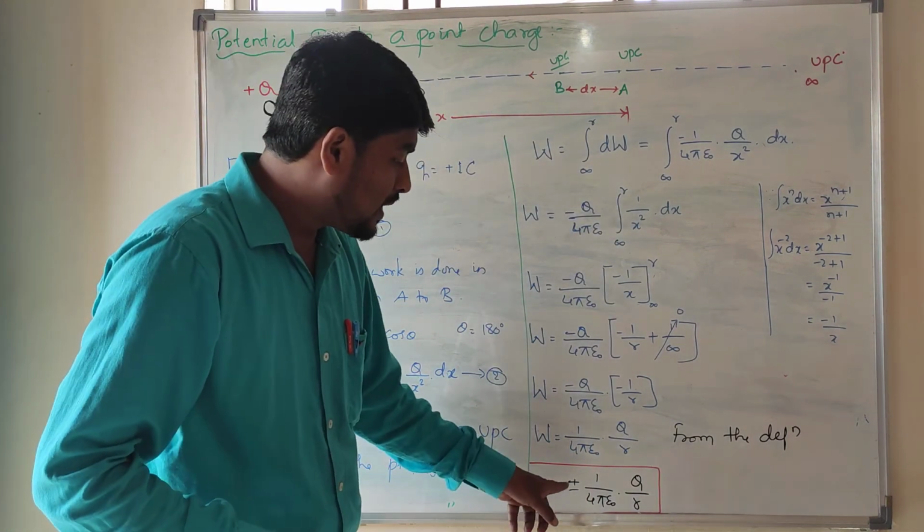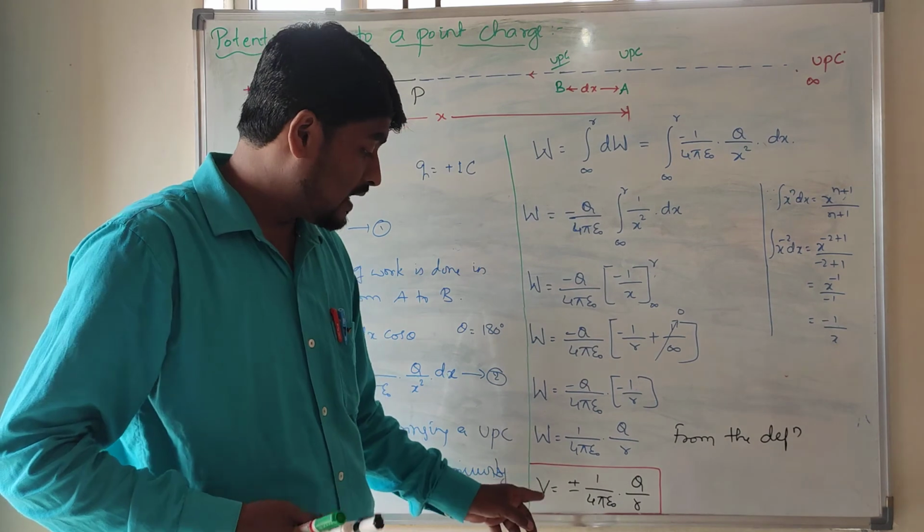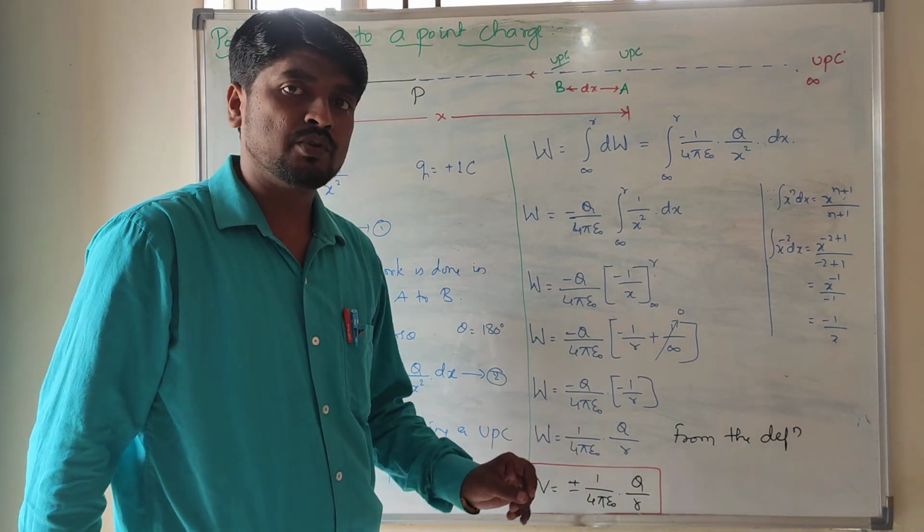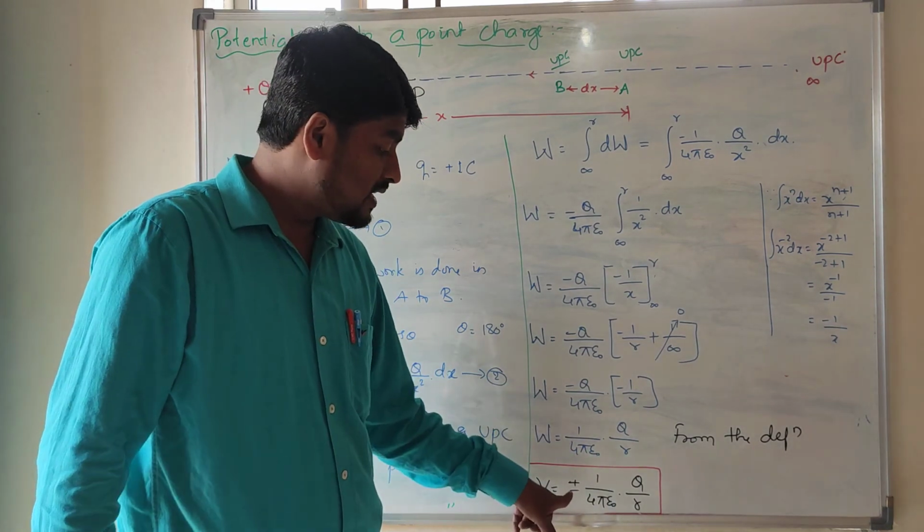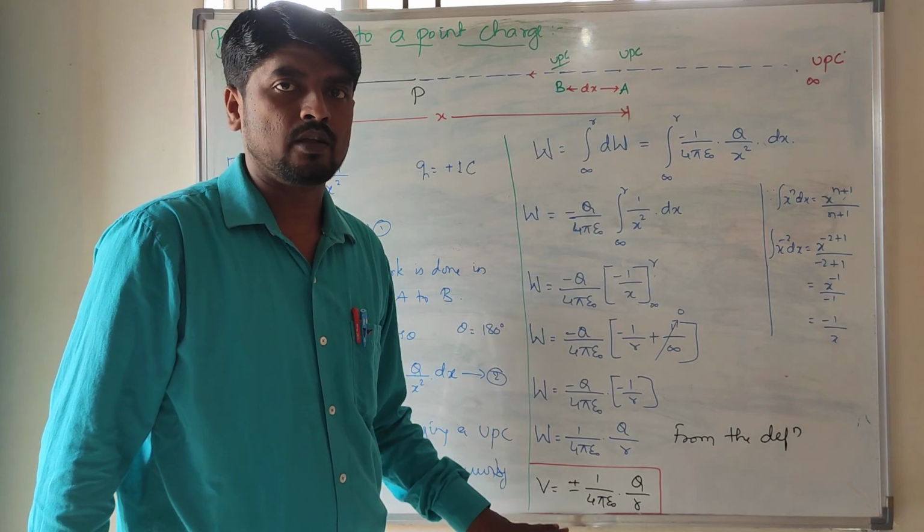Why did I write plus or minus for potential? Here is the reason. Potential is positive if the source charge is positive, and potential is negative if the source charge is negative. Thank you.